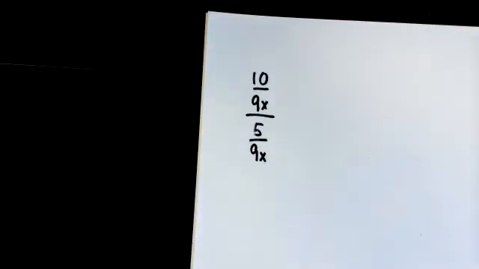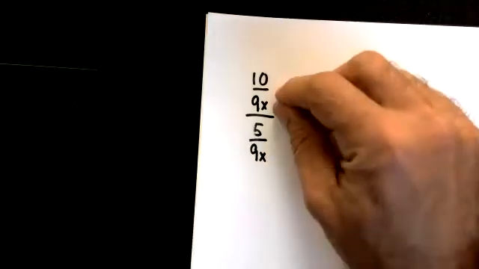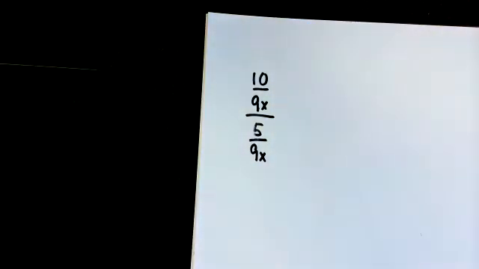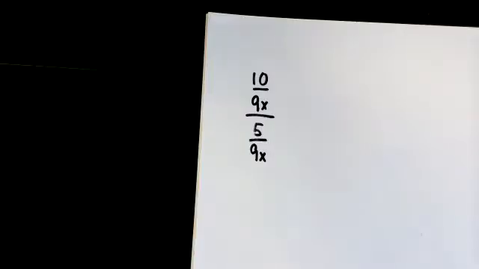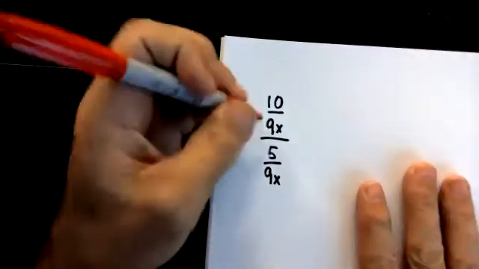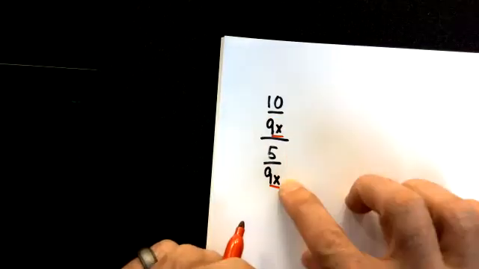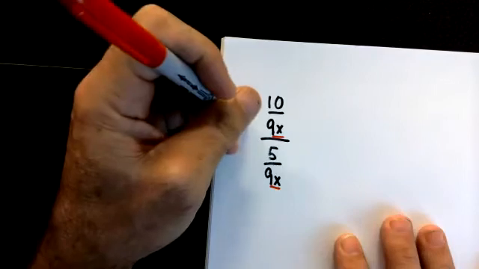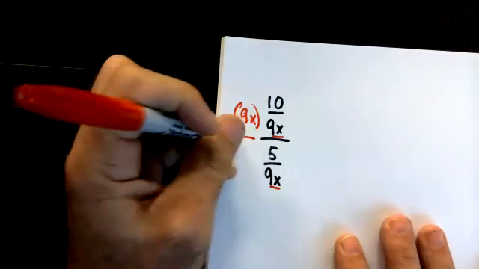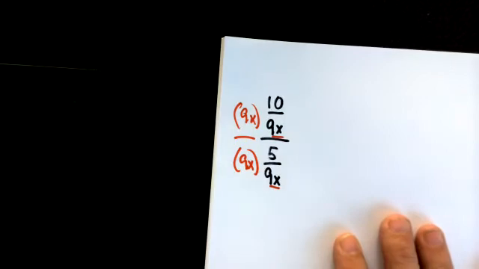We have 10 over 9x over 5 over 9x. So again, we've got a complex fraction. We've got a fraction over a fraction. And again, we can look at this as division or multiplying by the reciprocal. I want you to get used to doing it the other way, just because once we start doing some of those more complex expressions, it's really, really easier to do it that way. So if we look at our denominators, those 9x's, when you have the same denominator, finding the common denominator is really easy. We're going to take the top times 9x, and we're going to take the bottom times 9x.